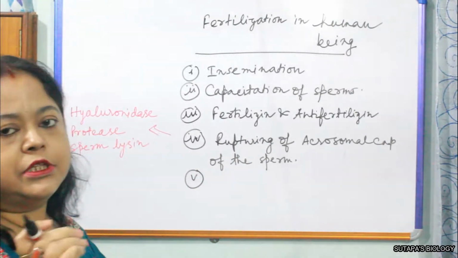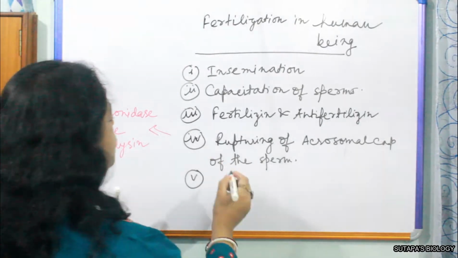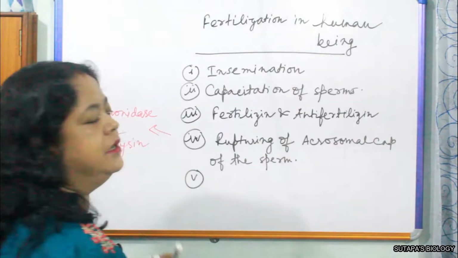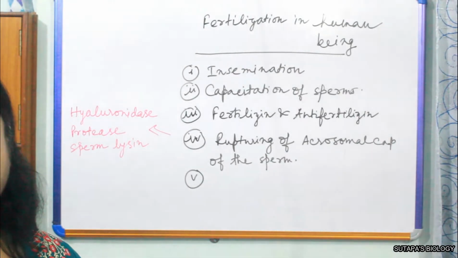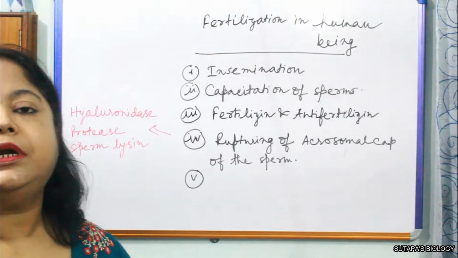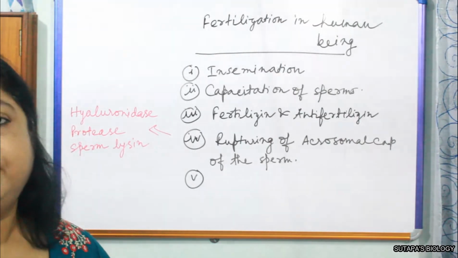In that cone of reception, this one sperm will be attached. Ultimately, it will cross the barrier. It will be able to win the race, or it will be able to cross the barrier and enter inside the ooplasm of the ovum.